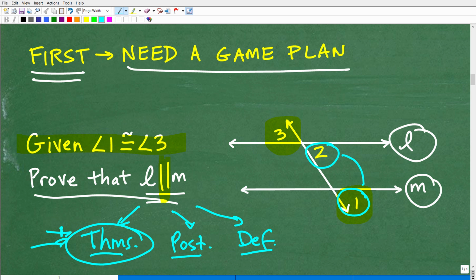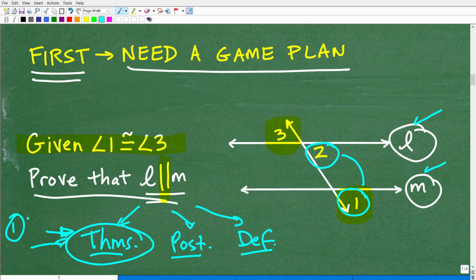Wait a minute. I remember seeing a theorem that said if two corresponding angles formed by a transversal and two lines are congruent, then these lines are parallel. Now, I kind of just paraphrased that, but that's effectively what a theorem would look like. In your book or in your course, your teacher might have that as theorem 1 or whatever.